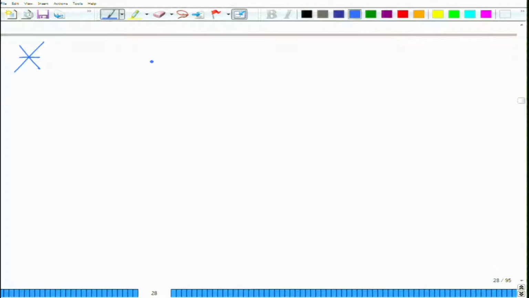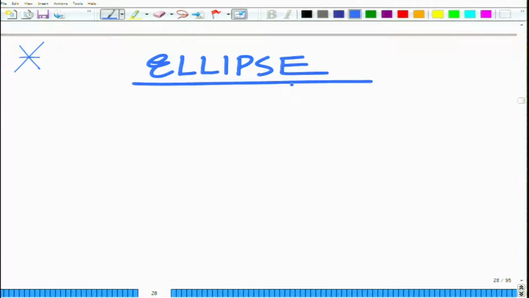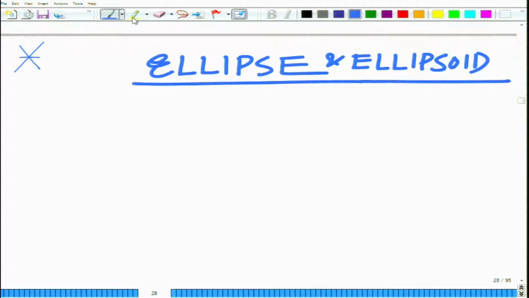So, we are looking at convex sets. Let us continue our discussion by looking at another very important convex set, which is the ellipse or the ellipsoid. Alright, so we want to look at the ellipse, or also in n dimensions, an ellipsoid or an ellipsoidal region.